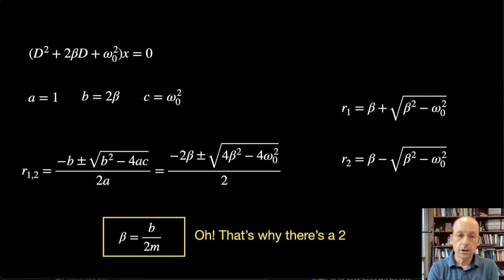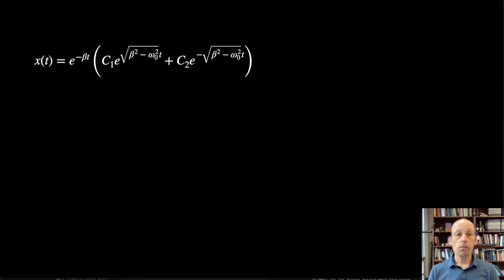Okay. So now we know R1, now we know R2. We don't know C1 and C2, but that's fine. This is the general solution. C1 and C2 can be determined from the initial conditions. So we have that solution. Now, depending on the value of beta, which depends on the drag coefficient, and omega naught, which depends on the spring constant, we can get different kinds of solutions.